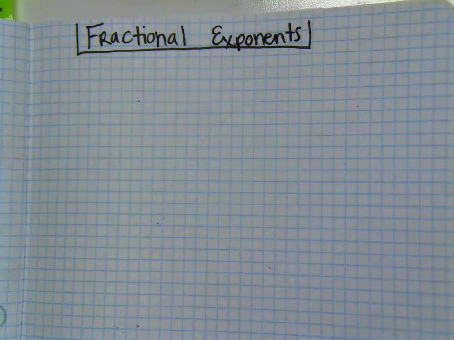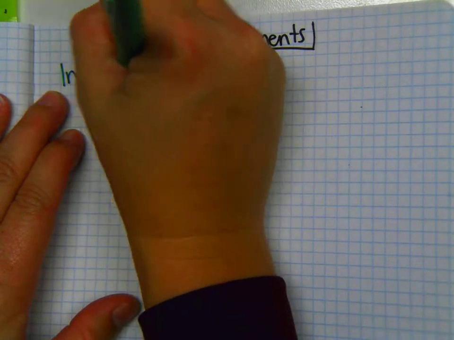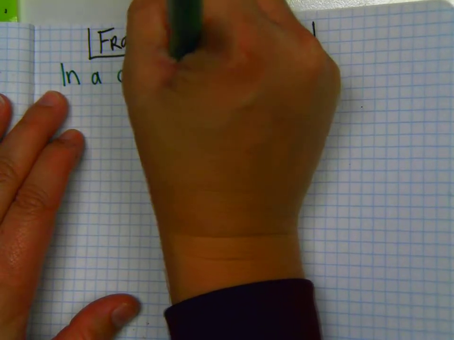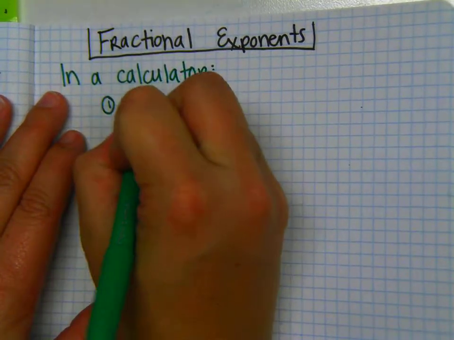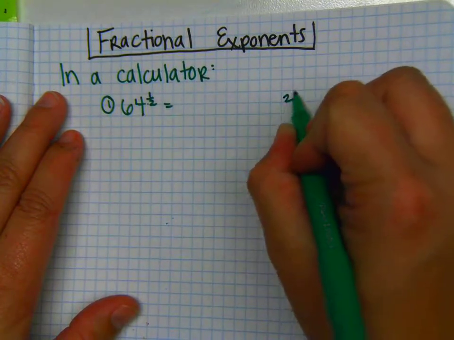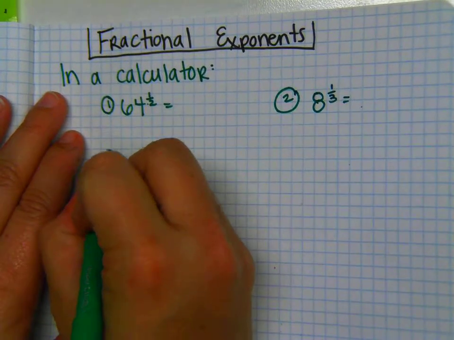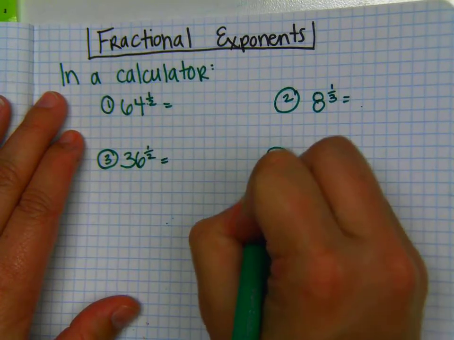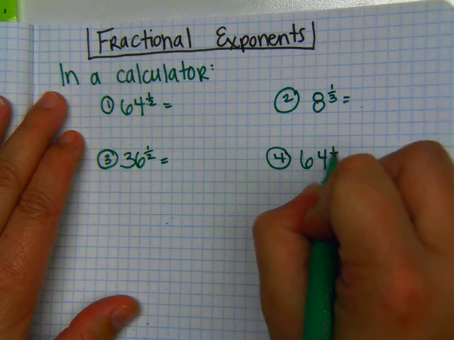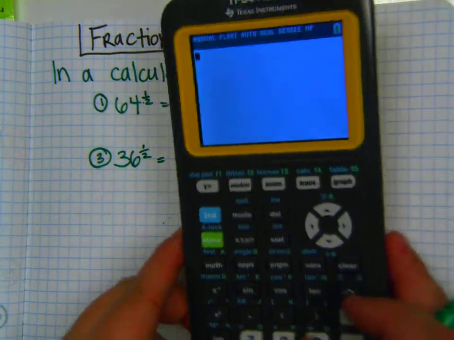So, first off, we're going to be doing some calculator stuff. In a calculator, let's go ahead and put 64 to the 1/2, and 8 to the 1/3, 36 to the 1/2, and 64 to the 1/3. Okay, so if you have a calculator, go ahead and do that. Put those four in your calculator and see what you get. So I'm going to go ahead and do it now.